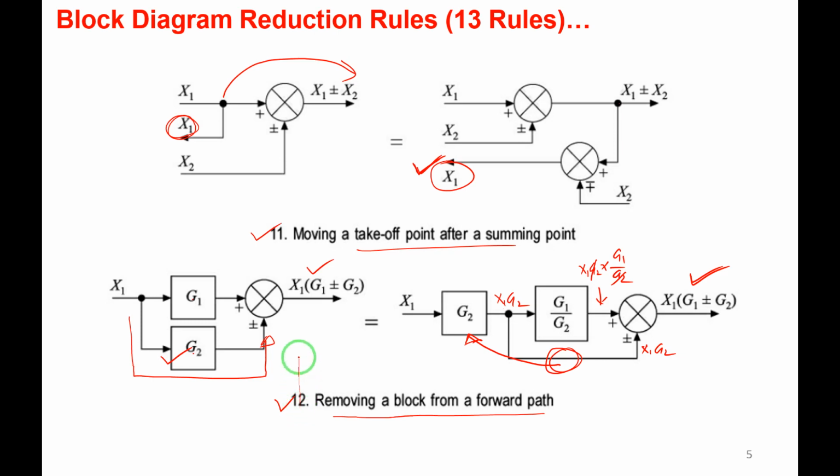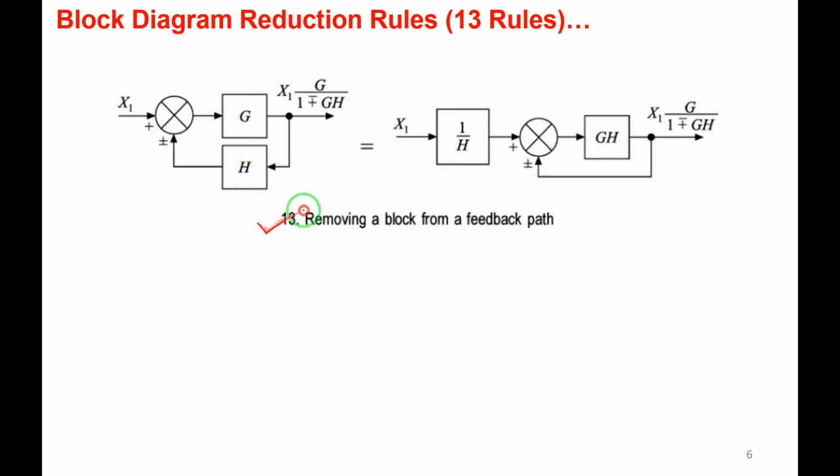But let it be, we will study. Then 13th rule, last rule, removing a block from a feedback path. Just observe the given diagram here. Yes, x1 is the input, summing point is there, g is the forward path transfer function, h is the feedback path transfer function. Output is x1 into g1 minus plus gh, right?